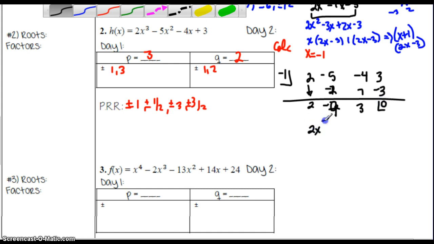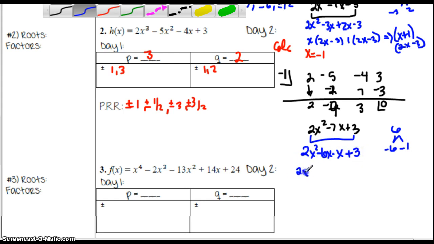So it's a 2x squared minus 7x plus 3 that we want to factor. So factors of 6 that add to get -7, and we're going to group. So -6x minus x plus 3. So pulling out a 2x for that first set, we get an x minus 3. Over here, pulling out a -1 so that it matches, and we get 2x minus 1 and x minus 3.